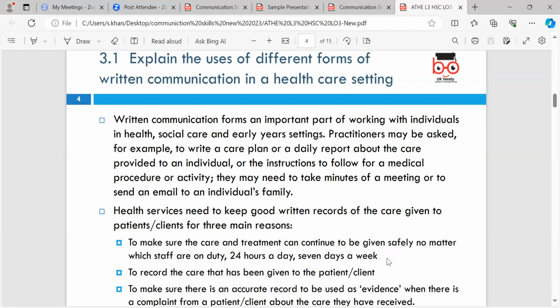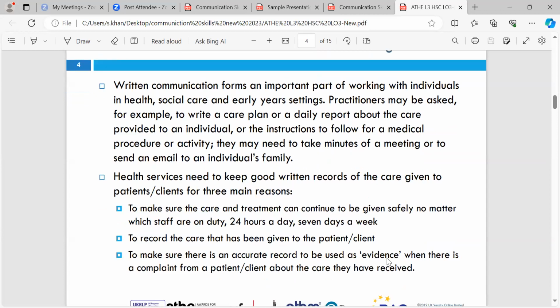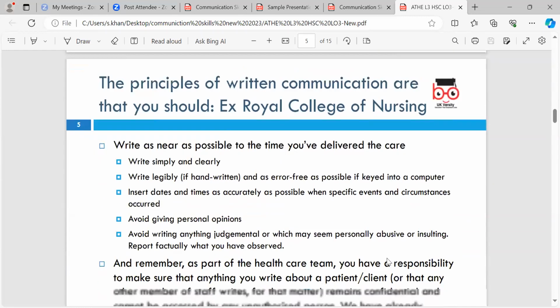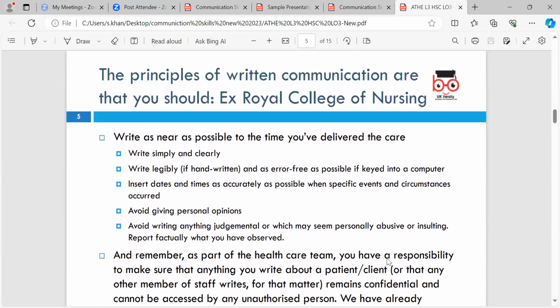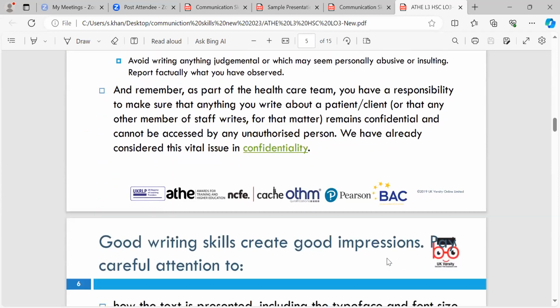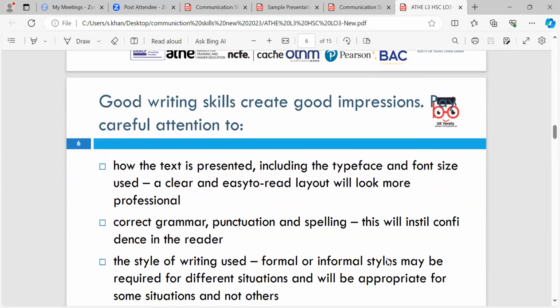Health services need to keep good written records of the care given to patients for 3 reasons: to make sure that the care and treatment continues, to record the care, and to make sure there's an accurate record. The principles of written communication, from the Royal College of Nursing, which we mentioned earlier, are: write simply, clearly, write legibly, insert dates, avoid giving personal opinions, avoid anything judgmental. Good writing skills create good impressions.